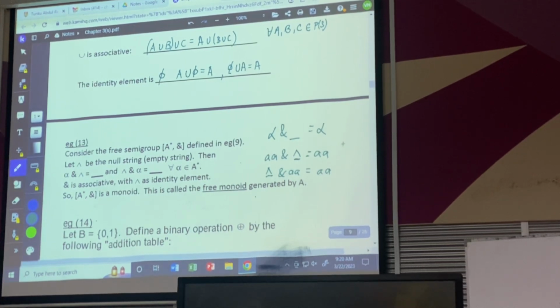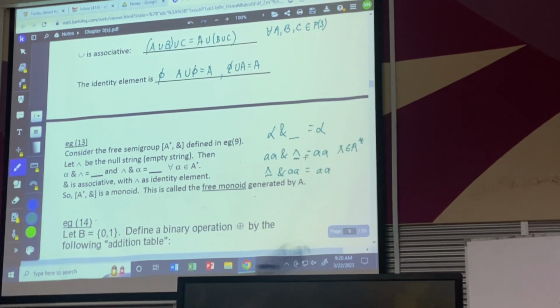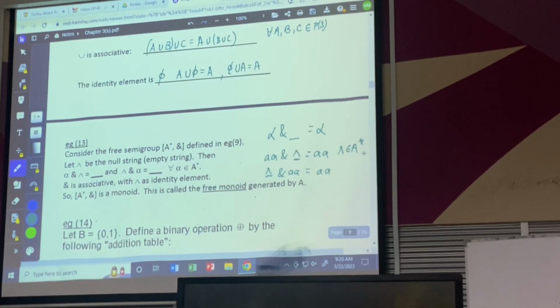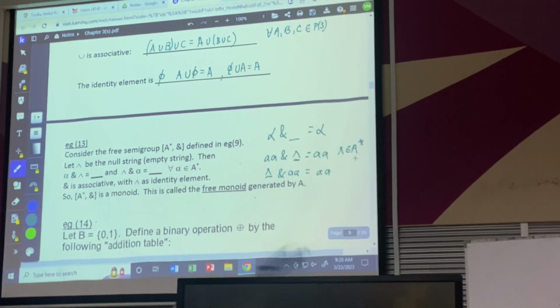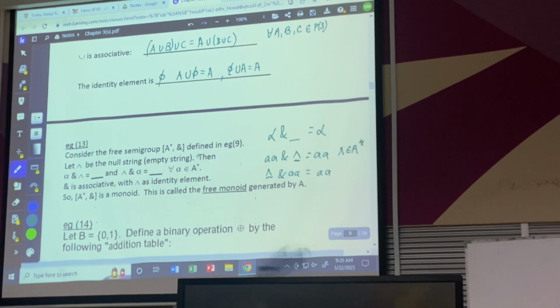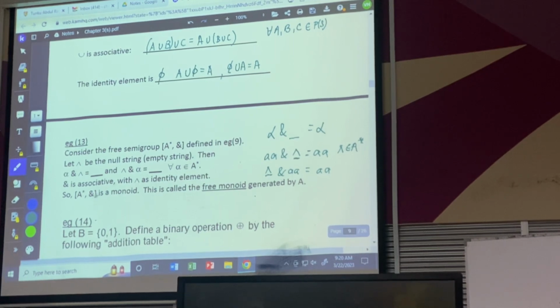Does the null string belong to the set A star or not? What is the answer? Just like the normal set, when you have a set S, will the empty set be inside the power set of S or not? Yes, right? So same also for the null string, it will also belong to the set A star of strings. Okay? So, if the identity you found also belongs to the set, that means you have an identity for this. Then, you can conclude that A star with the joining of strings is a monoid.